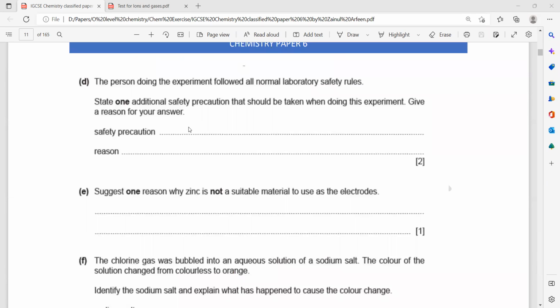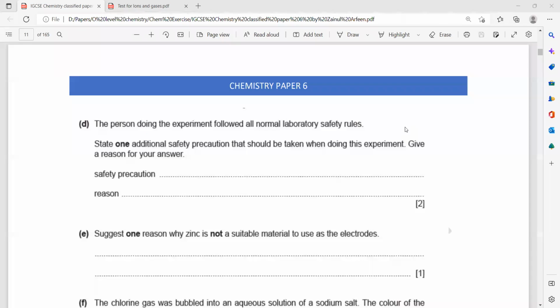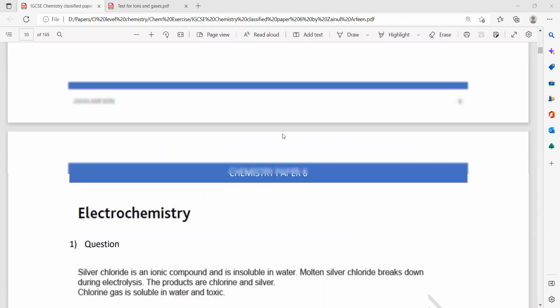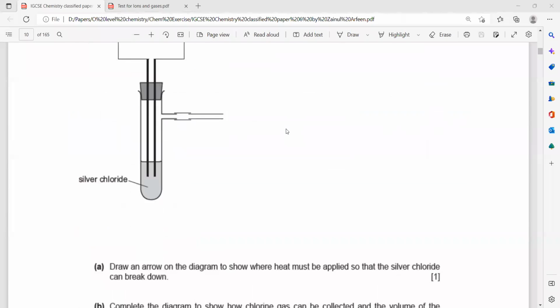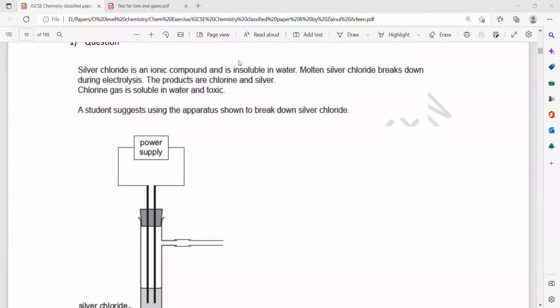In part D, the person doing this experiment followed all the normal lab safety rules. State one additional safety precaution that students should take. Look, whenever a toxic gas is given off, as you can see, yes, Mohammed Ashraf. So, in a fume cupboard, because chlorine gas is toxic. As you can see, it's given in the question, a toxic gas is given off. So whenever a toxic gas is given off, we'll use a fume cupboard.